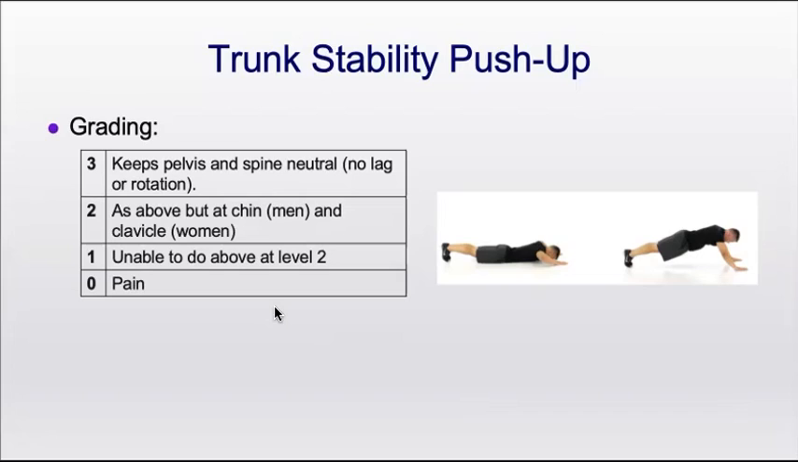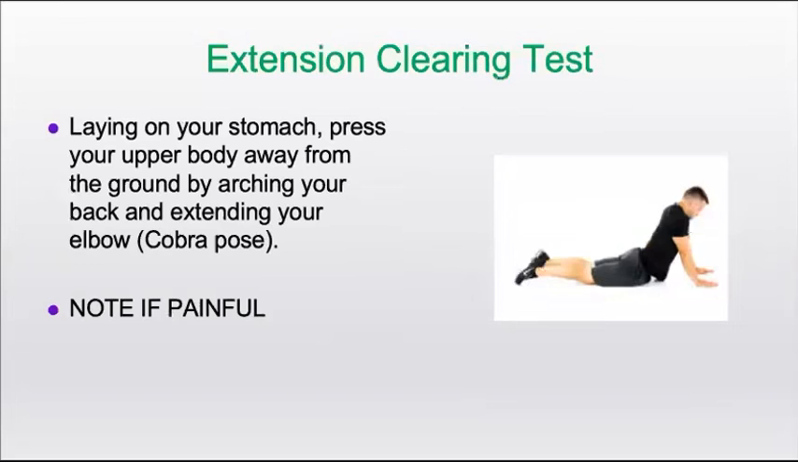Again, do not go through these as fast as humanly possible. The person will be huffing and puffing by the end of this. It can be a good little workout if you go too fast. Now, there's an extension clearing test for this one. And if you've ever done any yoga, it's essentially a cobra pose. So you lay on your stomach and using your hands, you extend your elbows maximally and you arch your back while keeping your hips planted on the ground. And if there's no pain, then you move along.